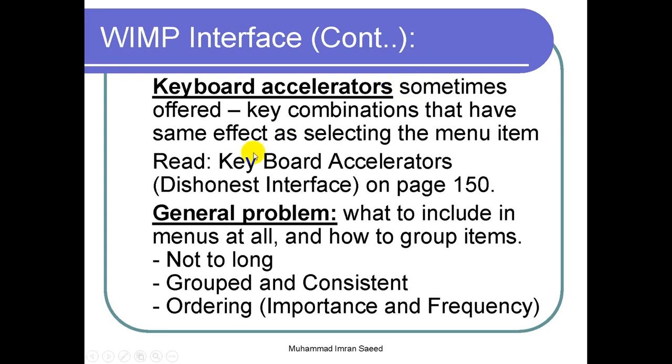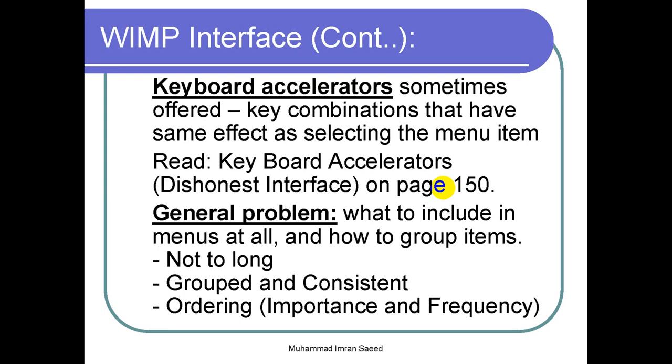Now you have a reading assignment: keyboard accelerator dishonest interface on page 150. Here you will find out that when some key combination does not work, while we know that this combination works for this. So you will have to study this dishonest interface.